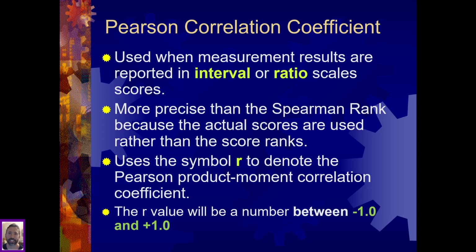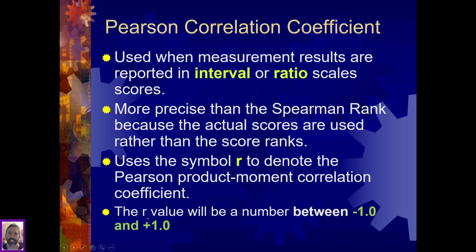So the symbol used for the Pearson is going to be the small letter R. You're going to notice that you're going to see this R symbol showing up quite a bit. So that is what we're going to be looking for. This little guy right there. That's going to be our Pearson correlation coefficient. Pretty simple to understand.